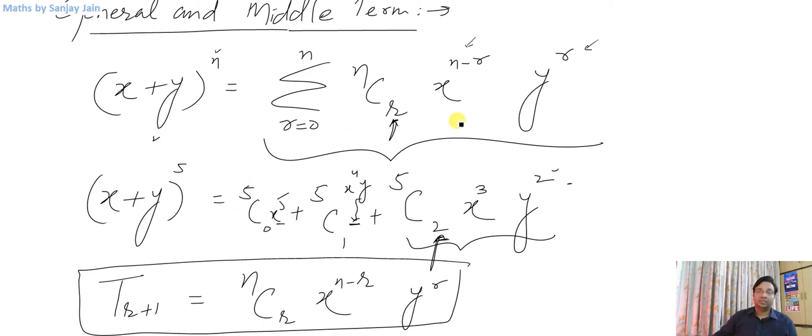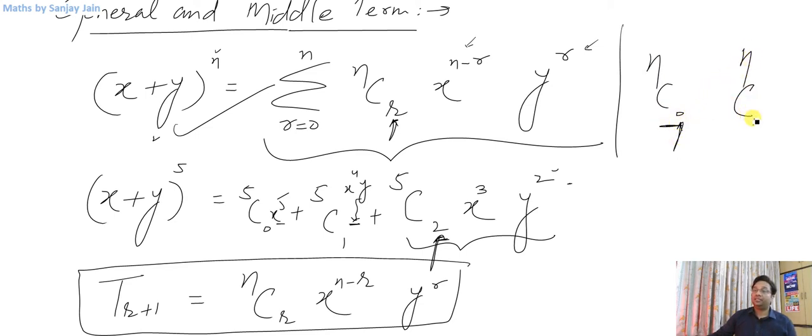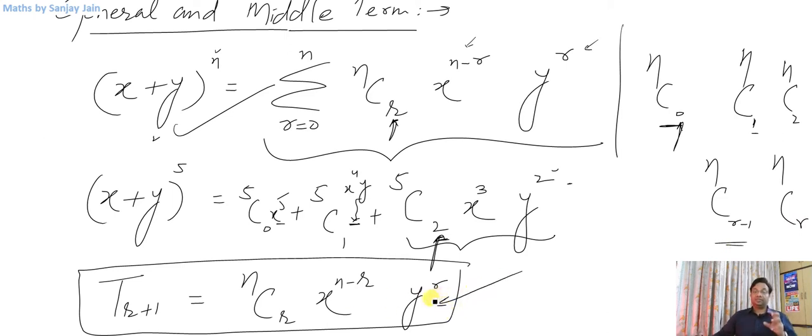We know that the terms of this expansion start from nC0. This is the first term, which will have this coefficient. In the second term, I'll have nC1, the second 1, third 2, rth r minus 1 and r plus 1th r. So this is how it goes. So this general term is the r plus 1th term of binomial expansion.